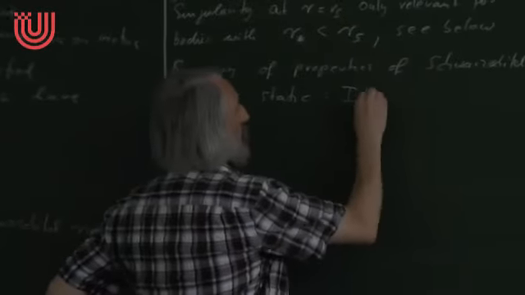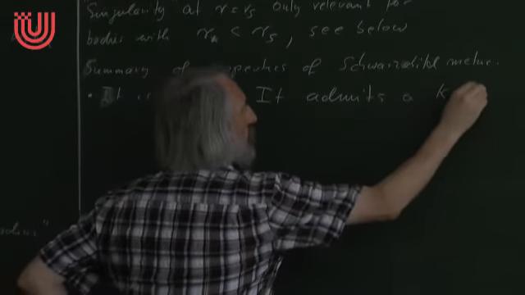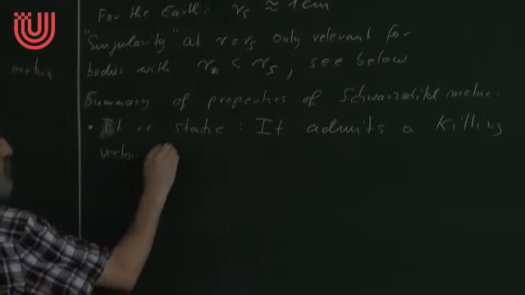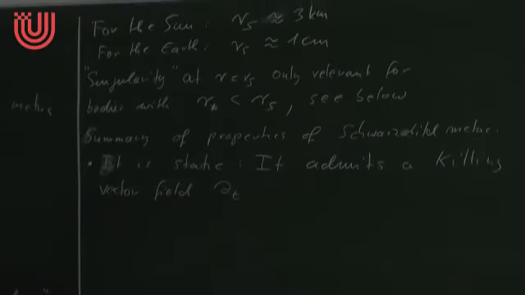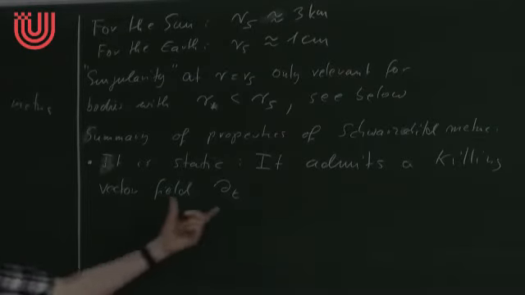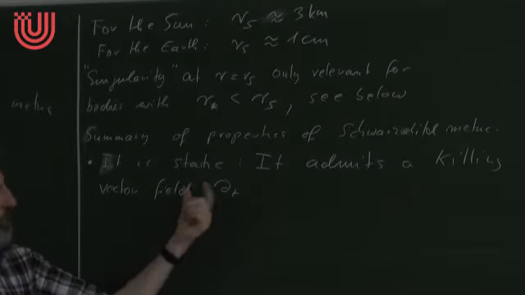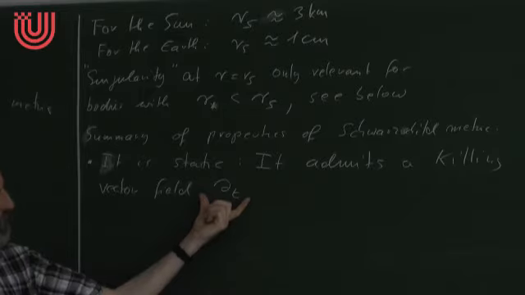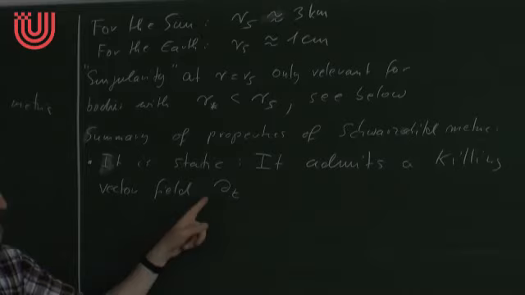First of all, it admits a Killing vector field. We discussed this notion briefly on the last worksheet. The Killing vector field is the vector field d by dt. A Killing vector field of this form simply means that the metric coefficients are independent of t. If you can write a vector field as the basis vector field with respect to a certain coordinate, and this coordinate doesn't occur in the coefficients of the metric, then I call it a Killing vector field.